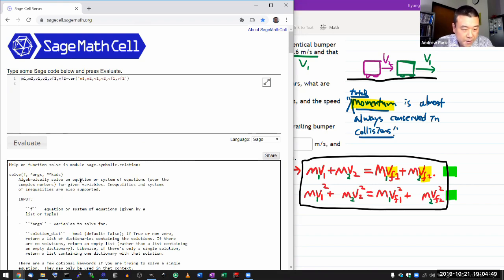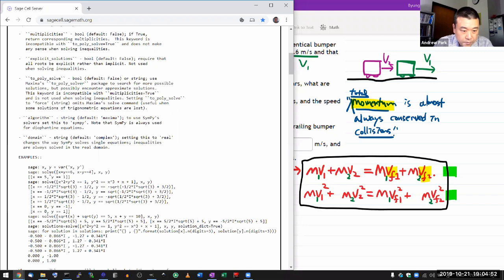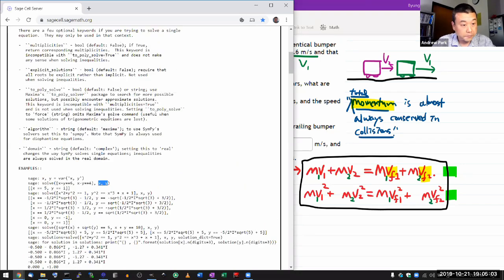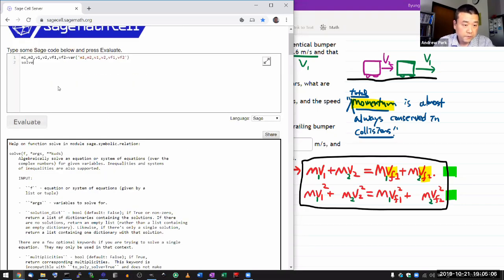Now what I need is to specify this solve expression. It works this way. This expression defines the system of equations you're trying to solve, and these are the variables you're trying to solve for. So let me write it down. Solve. My first equation is M1 times V1 plus M2 times V2 is equal to, I need two equal signs, since it's an assignment versus a comparison operator, let me not get into that, M1 times V final 1 plus M2 times V final 2. And that's my first equation.